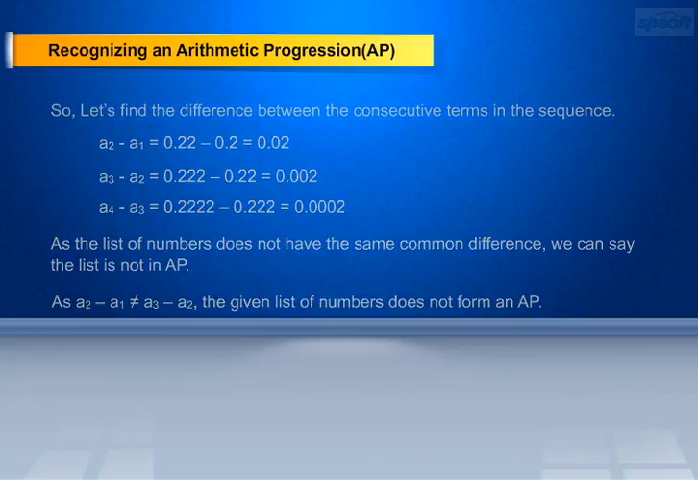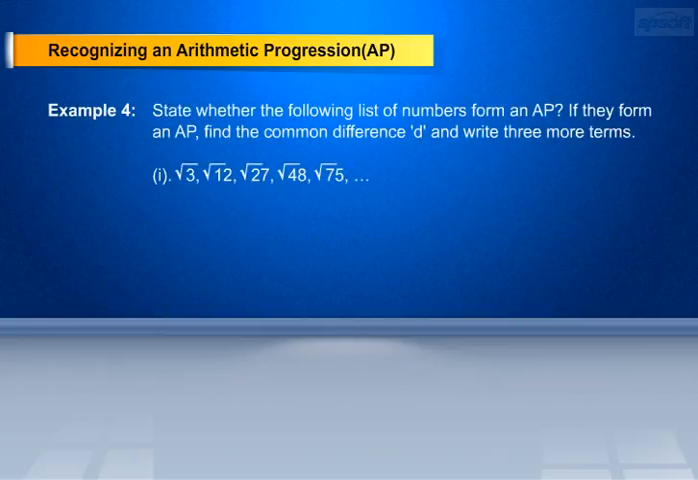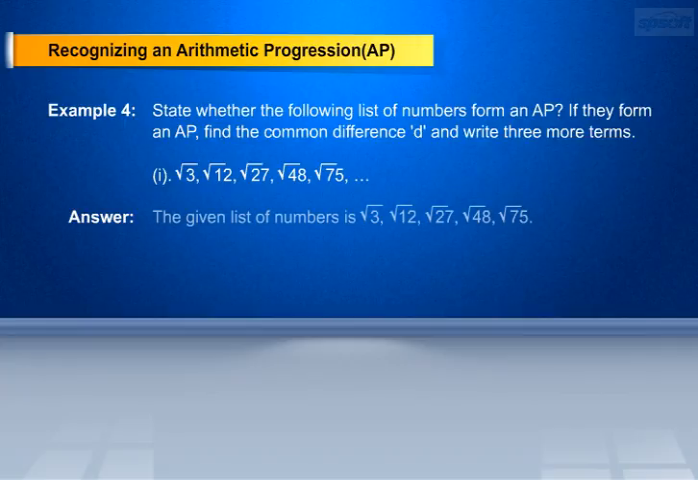Example 4: State whether the following list of numbers form an AP. If they form an AP, find the common difference d, and write 3 more terms. Root 3, root 12, root 27, root 48, root 75, and so on. Answer. The given list of numbers is root 3, root 12, root 27, root 48, and root 75.